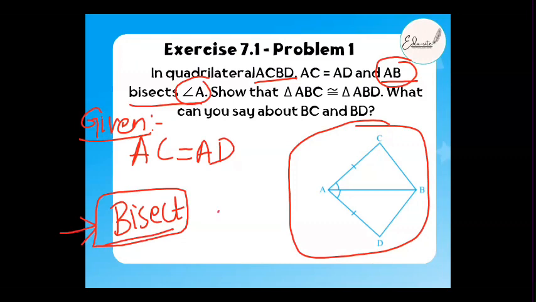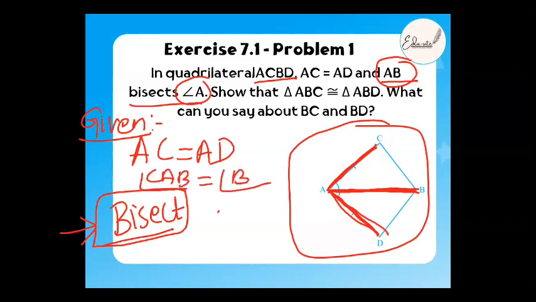Angle A यहाँ पे है, correct? Where is angle A here, Laiba? It's here, right? Bisects angle A का मतलब क्या होता है? It is exactly dividing this angle A into two halves, correct? So angle CAB is equal to angle BAD. What is given now? Angle CAB is equal to angle BAD. ये एक हो गया, okay? Next, what do we have?